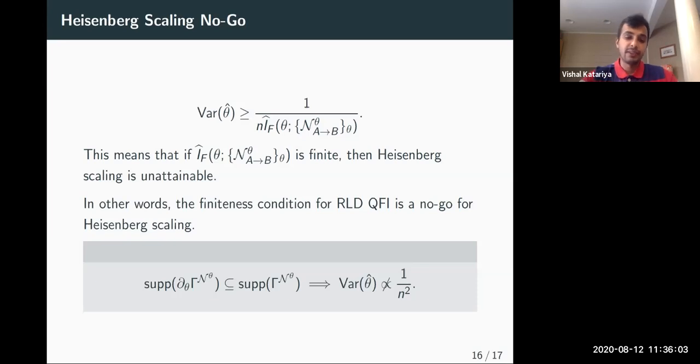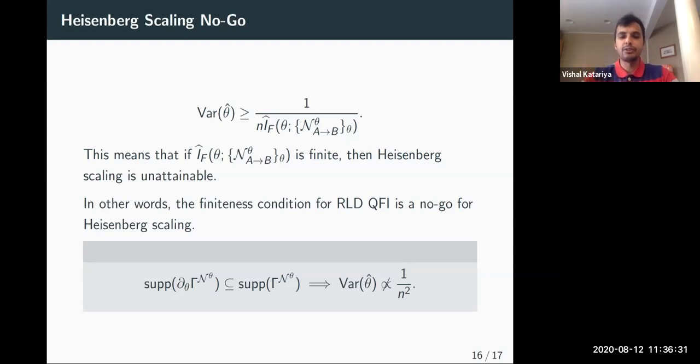And if the RLD Fisher information is infinite, then there's a chance that Heisenberg scaling might be attained. An interesting qualitative corollary is that if the channel is a unitary channel, which is the case for a lot of interferometric experiments, then we can obtain Heisenberg scaling because this support condition will not hold.